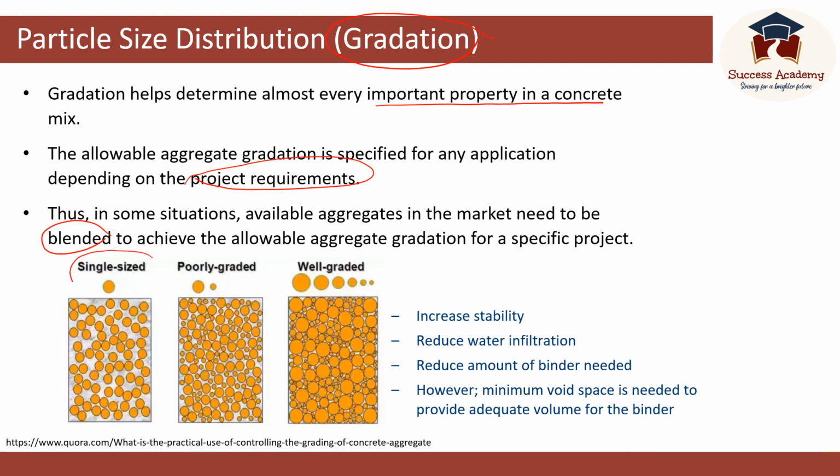The first picture shows single size, that means uniformly graded. You can see just one size of aggregates. In the second picture, you can see poorly graded. In this example, you have only 2 sizes. Well graded has different sizes, so the small particles can fill the gaps between the large particles, and you can see the aggregate mix is densely packed.